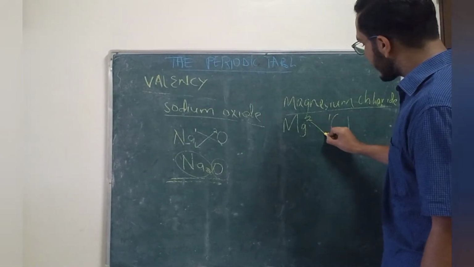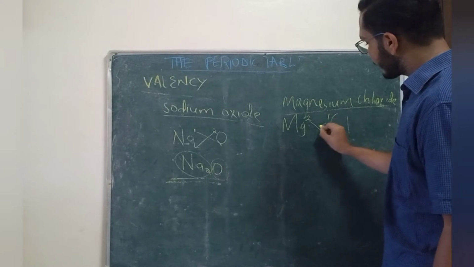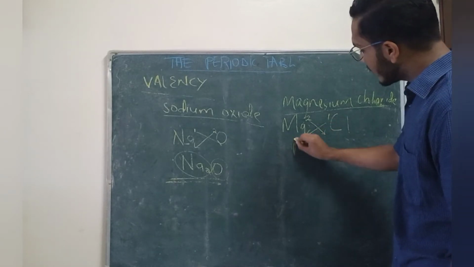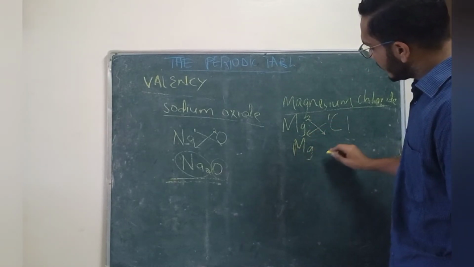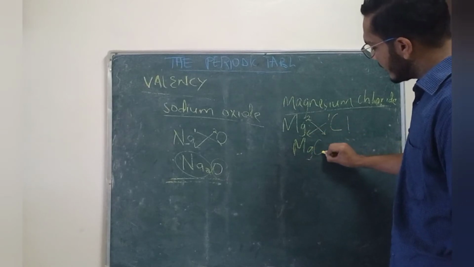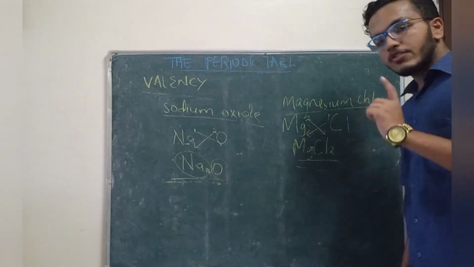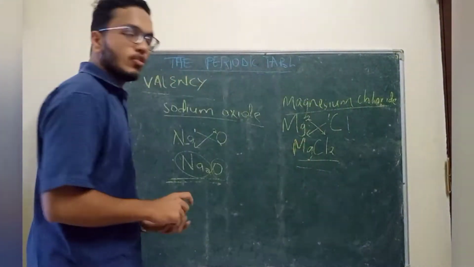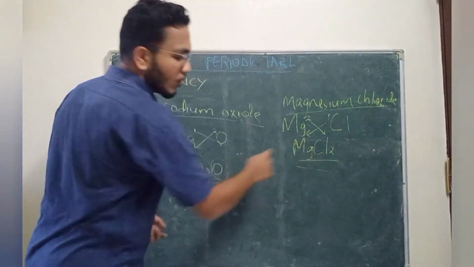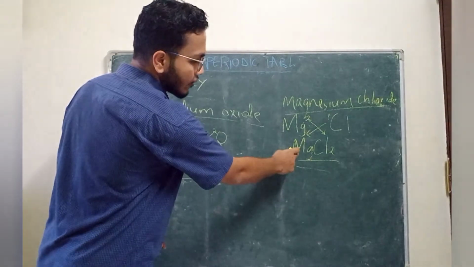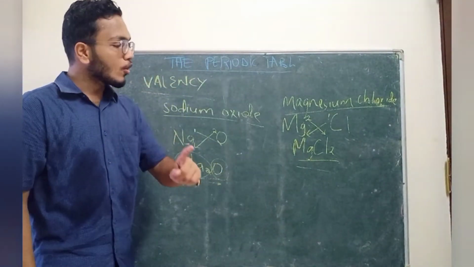Then you cross these two. This gives you Mg1, which does not count, and Cl2. What does this show you now? This shows you that 2 atoms of chlorine react with 1 atom of magnesium to form magnesium chloride.